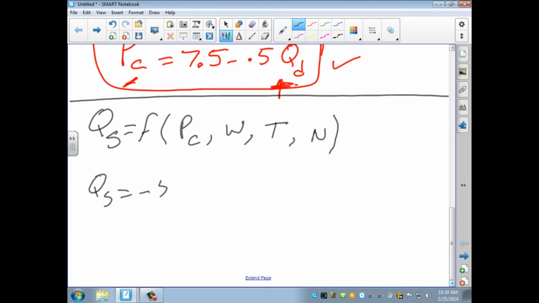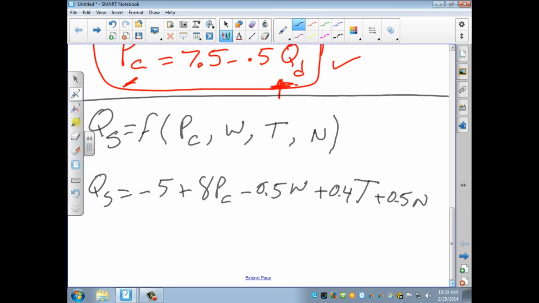QS equals minus 5 plus 8 PC minus 0.5 W plus 0.4 T plus 0.5 N. Again, these coefficients indicate the magnitude and the strength of each variable as it relates to the dependent variable QS.